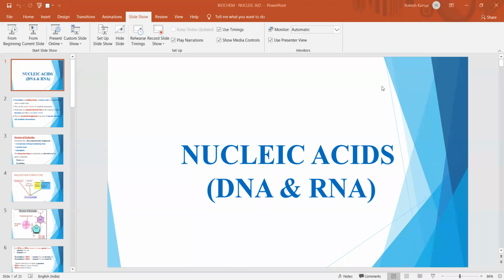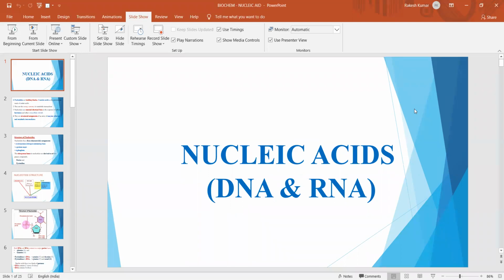Today we are going to discuss nucleic acids. What is nucleic acid? Nucleic acids are the biopolymers or large biomolecules essential to all known forms of life. They are the main information carrying molecules of the cell, and by directing the process of protein synthesis, they determine the inherited characteristics of every living being.